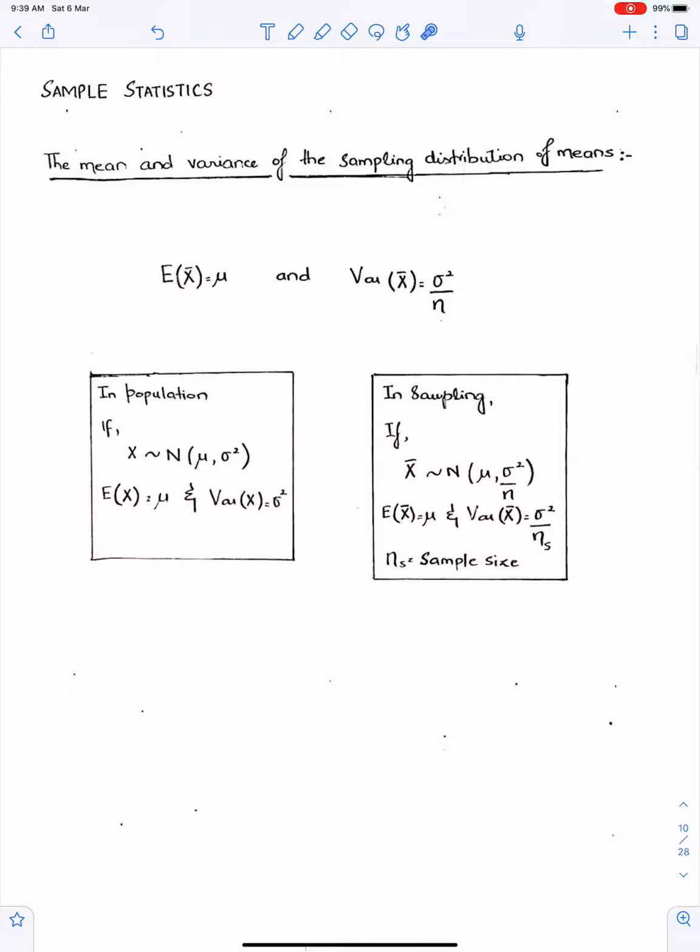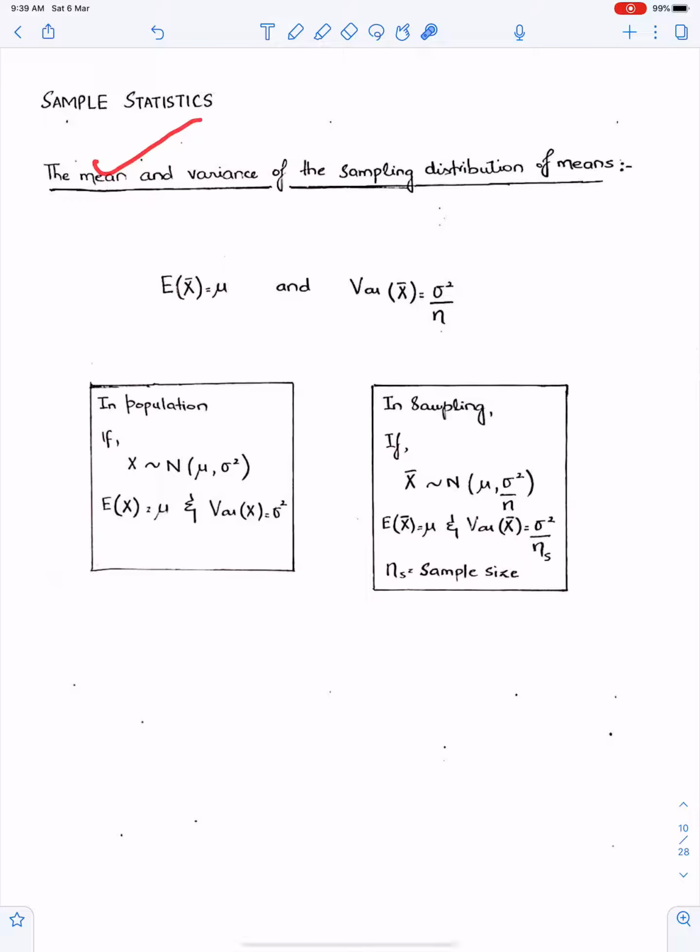Sample statistics. The mean and variance of the sampling distribution of means, which is x bar. The sampling distribution of means is denoted by x bar. This is the mean of the sampling distribution of means and this is the variance of the sampling distribution. Mean is mu and variance is sigma square over n.